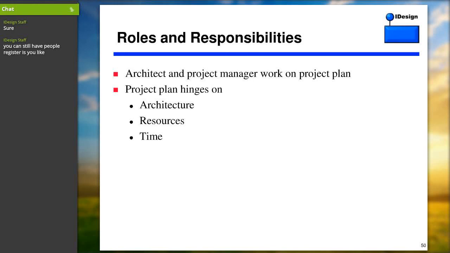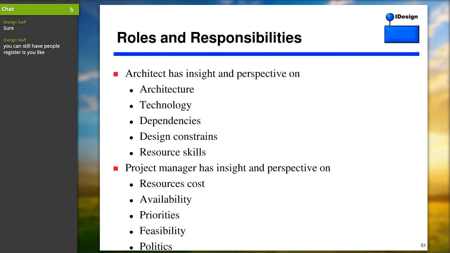Now, the architect has the insight and perspective on topics like architecture, technology, dependency between services, design constraints, this needs to be done before that, and Joey can do this, and Mary can't do that, and the architect has that insight. The project manager has the insight and perspective on this whole soup of how much resources actually cost and how many resources are going to be available, and can we use subcontractors on some of these things or not, and what should be higher priority to do in this stage versus that stage, and the politics, meaning we should not get that service from those guys because of this and because of that. All of these things are actually project design boundary conditions you have to take into account.